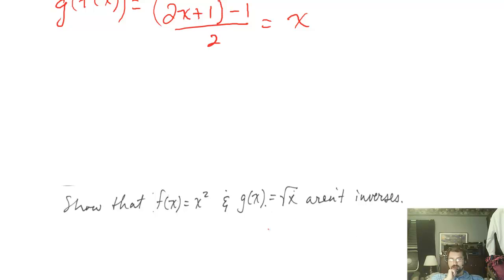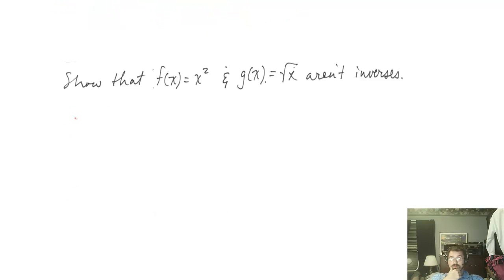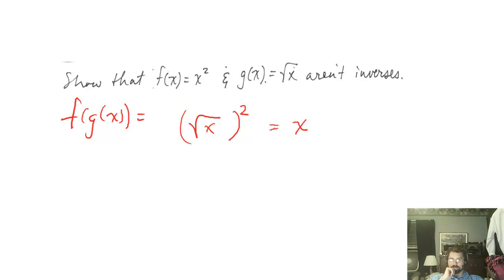Let's show that f of x equals x squared and g of x equals the square root of x aren't inverses. Suppose I didn't know that, and I was trying to prove that they are. Let's just do the composition and see what happens. If they are inverses of each other, the result should come out to x. So I'm plugging g of x into x squared. G of x is the square root of x. When I square the square root, I get back x every time.